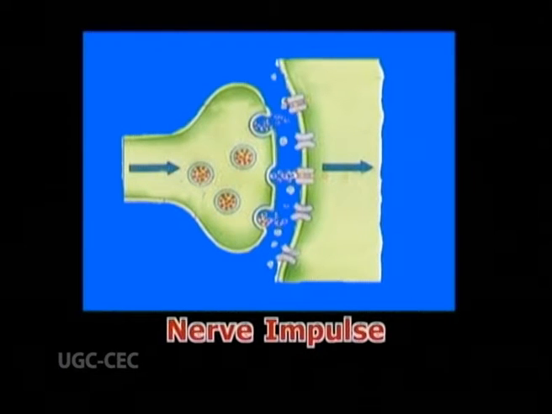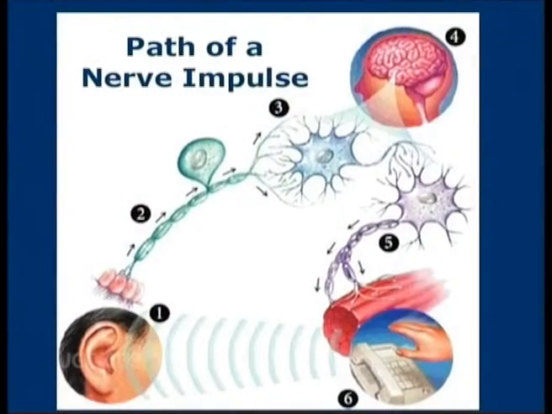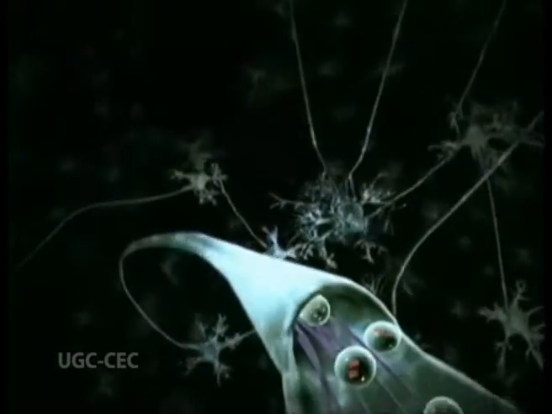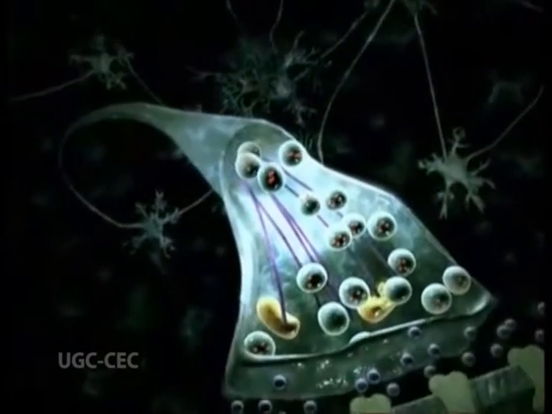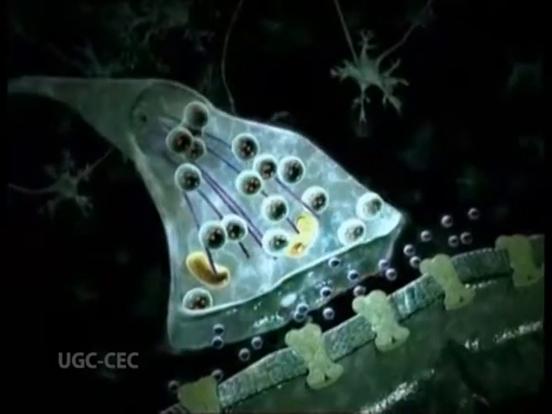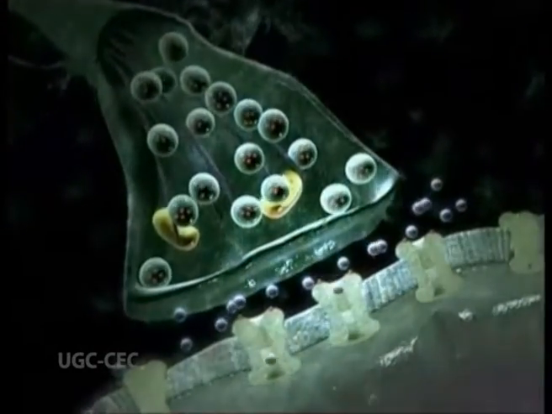Nerve impulse. Neurons send messages electrochemically. This means that chemicals, that are ions, cause an electrical impulse. Neurons and muscle cells are electrically excitable cells, which means that they can transmit electrical nerve impulses. These impulses are due to events in the cell membrane.